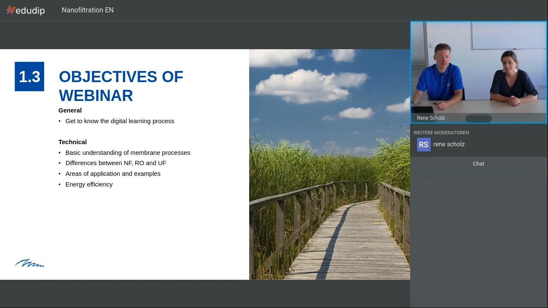The objectives are actually to get to know the digital learning process. It might be something new for many of you. And in the technical part, we are aiming for a basic understanding of the membrane processes and also to know the differences between nanofiltration, reverse osmosis, and also ultrafiltration, as well as the areas of application. We will have some examples of this and also talk about the energy efficiency.